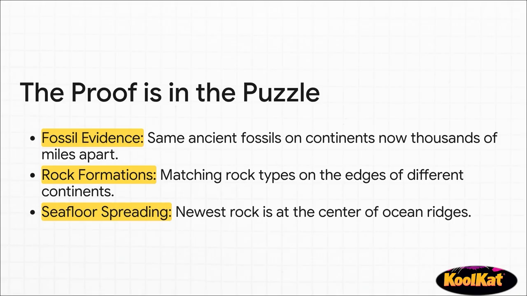Scientists found that the youngest, newest rock on the ocean floor is always at these mid-ocean ridges, and it gets older and older the farther you move away. That's proof that new crust is constantly being made right there.